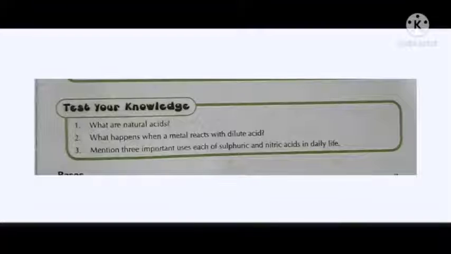Second question, what happens when a metal reacts with a dilute acid? When metal reacts with dilute acid, it forms salts and releases hydrogen gas. For example, if zinc metal reacts with dilute sulfuric acid, it makes zinc sulfate and hydrogen gas.